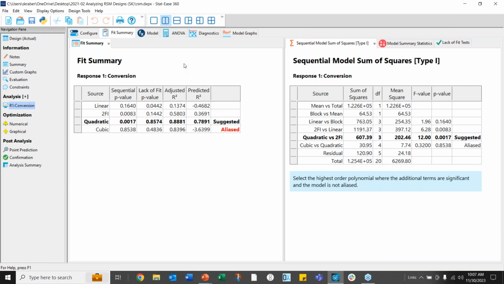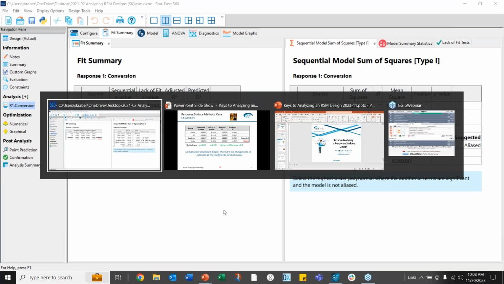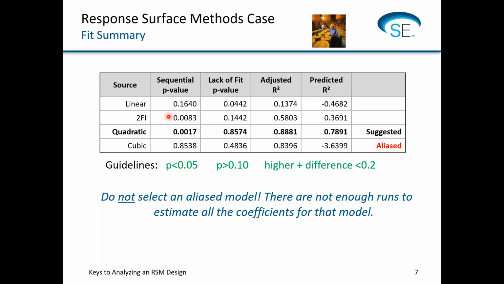So we are going to start the fit summary, which is a feature that's unique to Design Expert. Most of our competitors would require you to fit a linear model and check it out, and then go back and fit a two-factor interaction model and check it out, etc. So you have to go through a series of models. In Design Expert, we decided to give you a quick view of each of these models. So I'm going to blow this up, go back to my notes. Here we go.